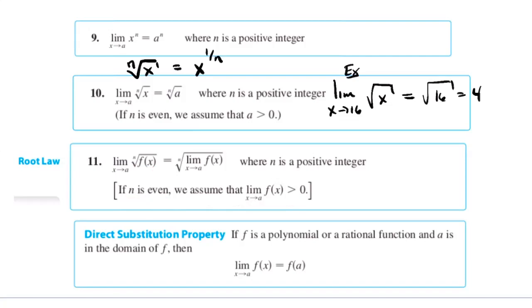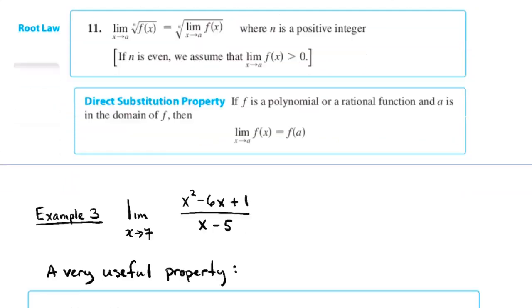So all of those things basically say lots of limits you can just evaluate by evaluating the function. If you have a polynomial, or maybe you remember what a rational function is, a ratio of two polynomials, and as long as it makes sense to plug a in, that is, in the rational function case, there's no denominator becoming zero, a is in the domain of your function, then the limit as x approaches a of f of x is just f of a. So you can just evaluate the limit by evaluating the function. The author is calling that the direct substitution property.